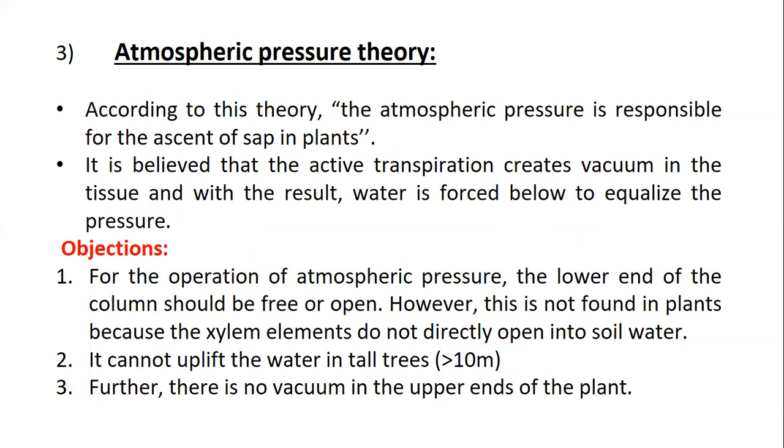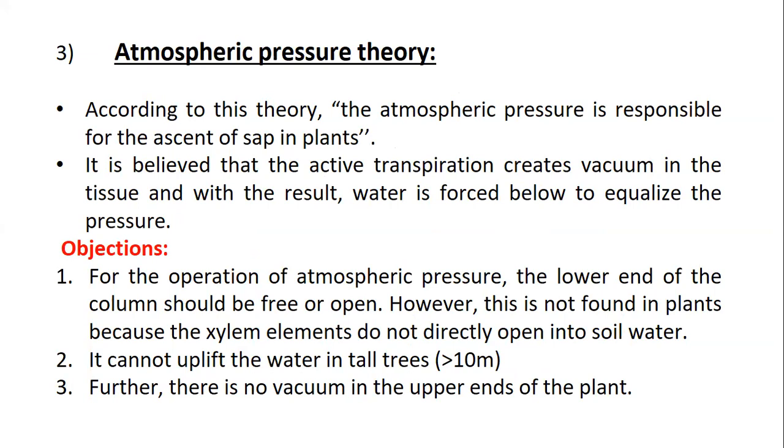The third one is the atmospheric pressure theory. According to this theory, the atmospheric pressure is responsible for the ascent of sap in plants. It is believed that active transpiration creates a vacuum in the tissue, and as a result, water is forced upward to equalize the pressure.